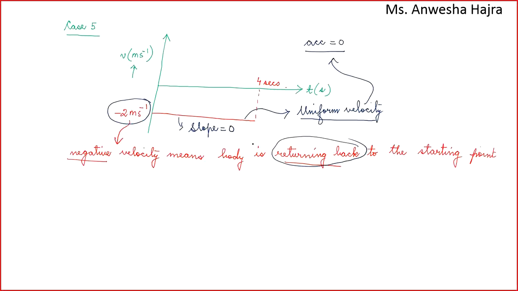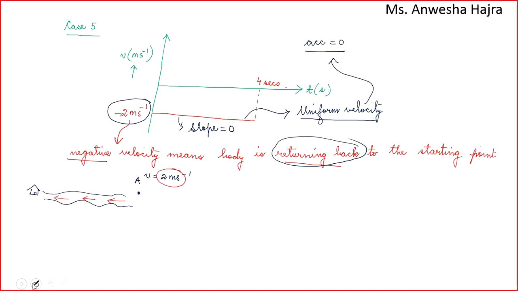It is returning back. That means if this is my starting point A, my velocity is 2 meters per second, and say this is my house. Okay, this is my road. I've gone to a certain place. Velocity is not changing. So what I can say is that I am returning back to my house with a constant velocity.